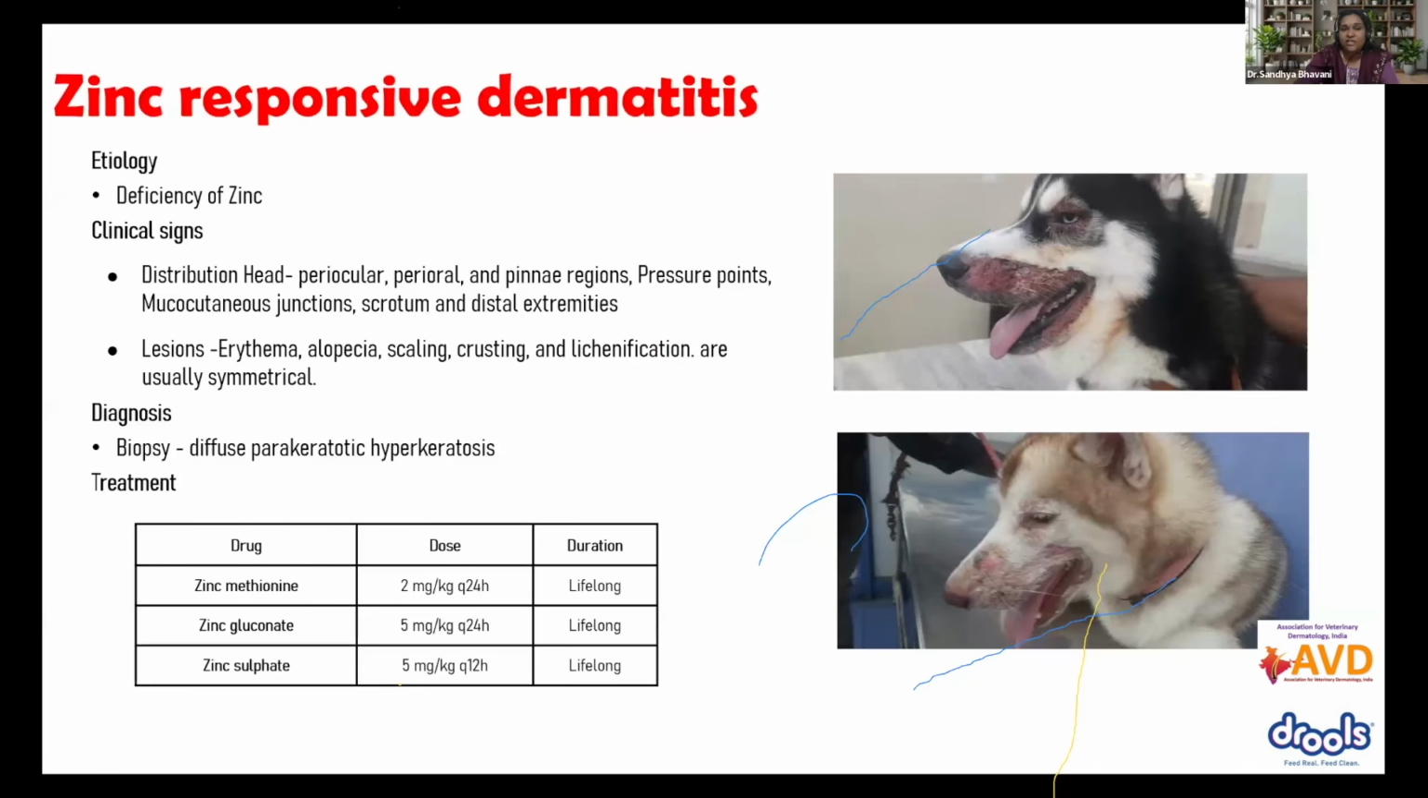Zinc responsive dermatitis is where there will be less zinc in the body circulation. It is not a deficiency of zinc; maybe the dog is not able to absorb the zinc from the food. It is a genetic disorder. The main lesions are on the face: parakeratotic lesions and erythema will be present, mainly on the mucocutaneous junction, scrotum and distal extremities. There will be lots of scaling and crusting and lichenification, but it is mainly symmetrical. In biopsy, you can see parakeratotic hyperkeratosis. So you have to give zinc supplementation.